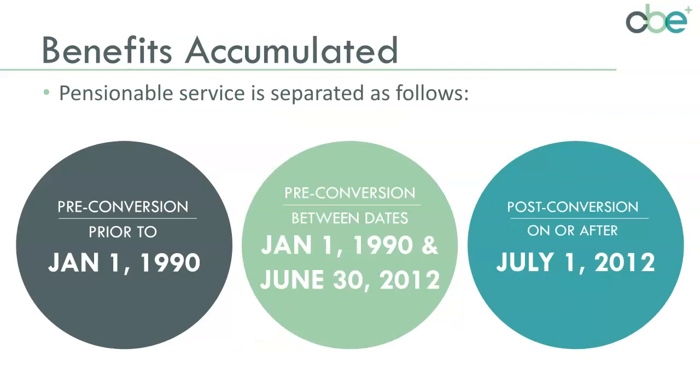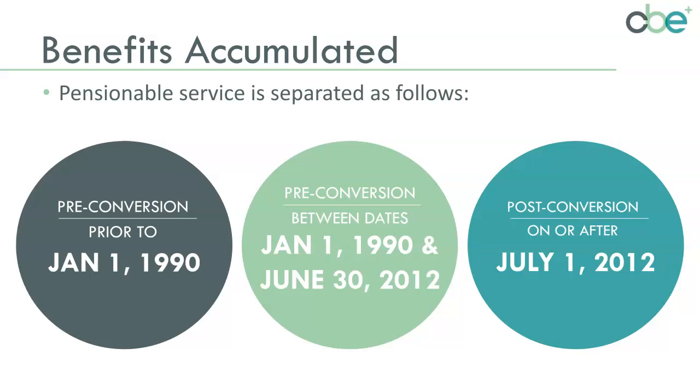Your future CBE pension benefit is calculated using different formulas based on the periods that you have contributed to the plan. There are 3 different time periods to consider. Contributions for any service which occurred prior to January 1st, 1990. Contributions made for service from January 1st, 1990 to June 30th, 2012. And what we call post-conversion service, which includes all service since July 1st, 2012, the date the plan converted to the shared risk model, to today.